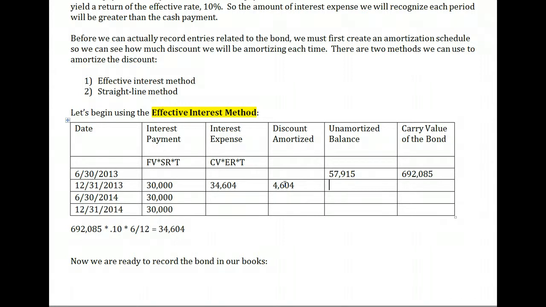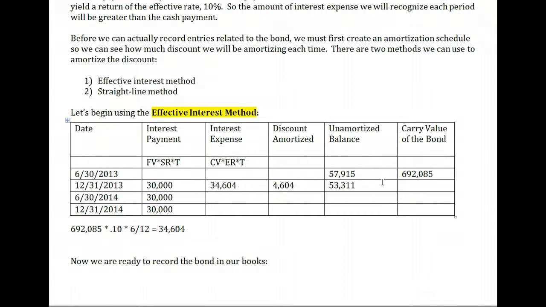Now what does that bring our unamortized balance to? Well, this column represents the amount of discount that's still remaining on our books. This column eventually has to equal 0. So if you were to do all 10 payments, all 5 years, which I'm not going to do in this video because that's way too much time, you would have to take this all the way down to 0. So keep in mind the unamortized balance column must equal 0 at the end of the bond's life. So we're going to take that 57,915 and subtract the 4,604 from it. So that leaves us 53,311.